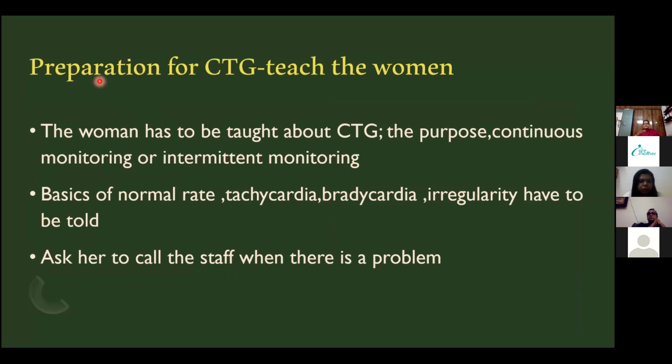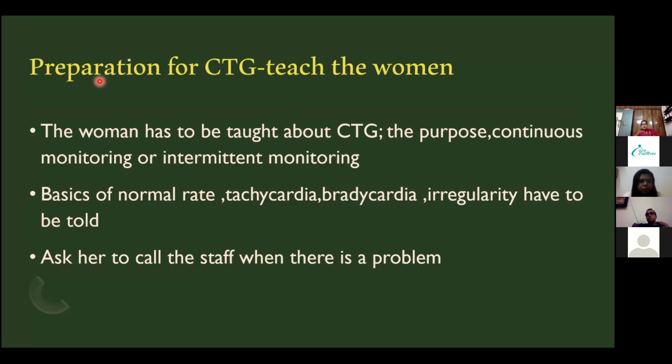First and foremost, when you are doing a CTG, teach some basics to the woman, especially when she is in labor. The machine may show what is wrong, but unless somebody calls you and tells you, you may not be sitting with the patient continuously. So the woman is the one who is with the baby and the machine. So she has to know the basic alarm signals.